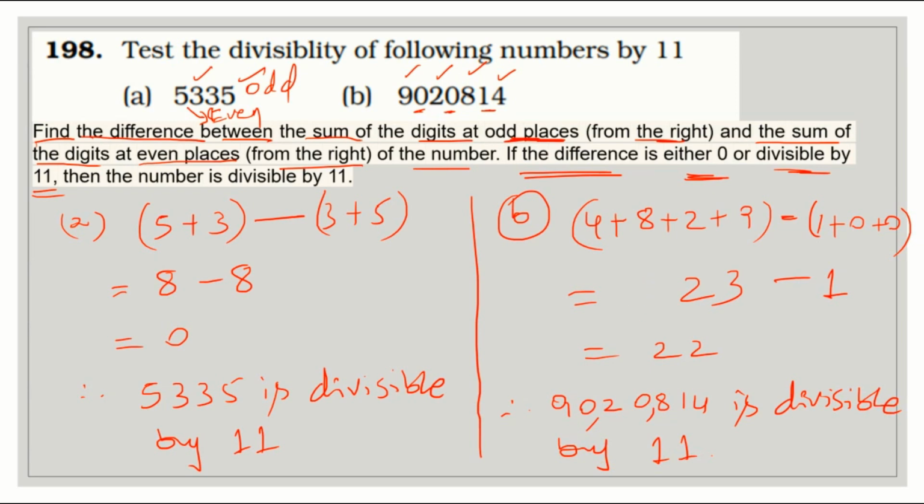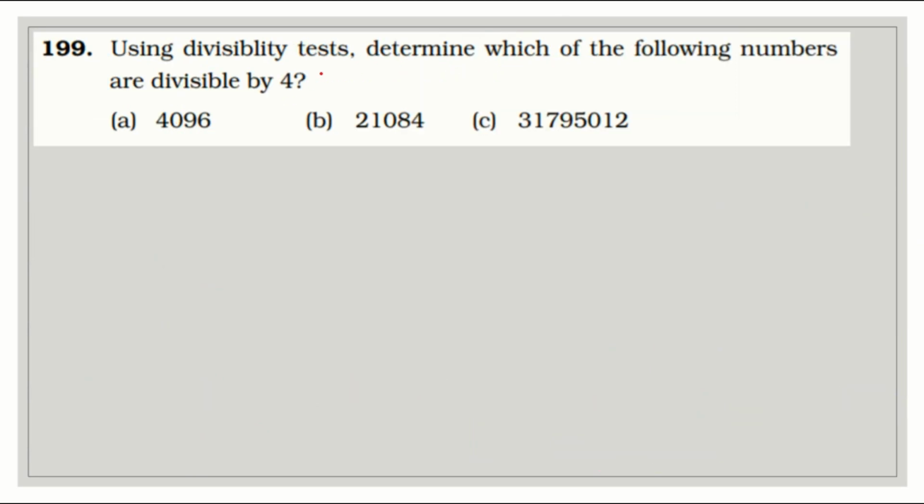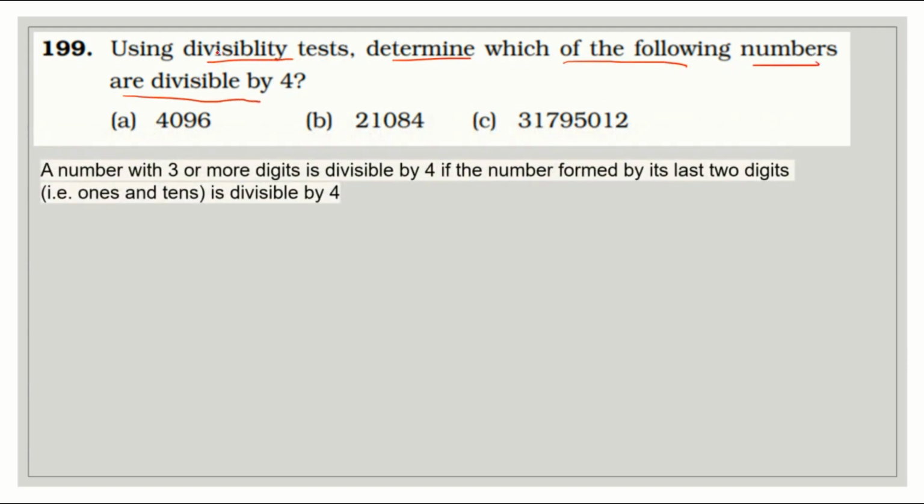Coming to the question number 199. Using divisibility test, determine which of the following numbers are divisible by 4. See students, you know already the divisibility rule of 4. A number with 3 or more digits is divisible by 4 if the number formed by the last 2 digits, that means the tens place and units place digits, is divisible by 4.